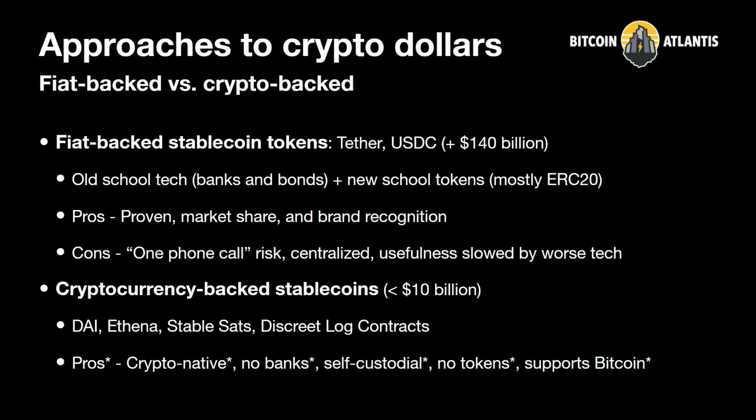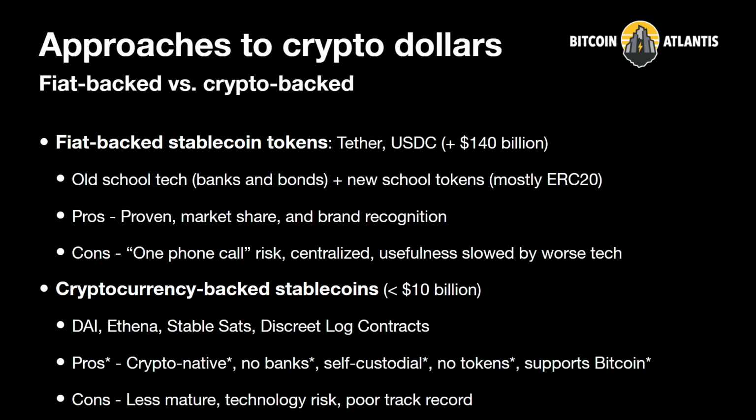And so there's a lot of pros and cons of these. I have asterisks behind all of the pros because each of these cryptocurrency-backed stable coins or stable balances are different. Some of them, for example, don't have tokens. A lot of them are crypto native, so you can do crypto native stuff with them, like faster transactions and no KYC transactions, for example. Some of them don't have banks. Some of them are self-custodial, and some of them support Bitcoin.